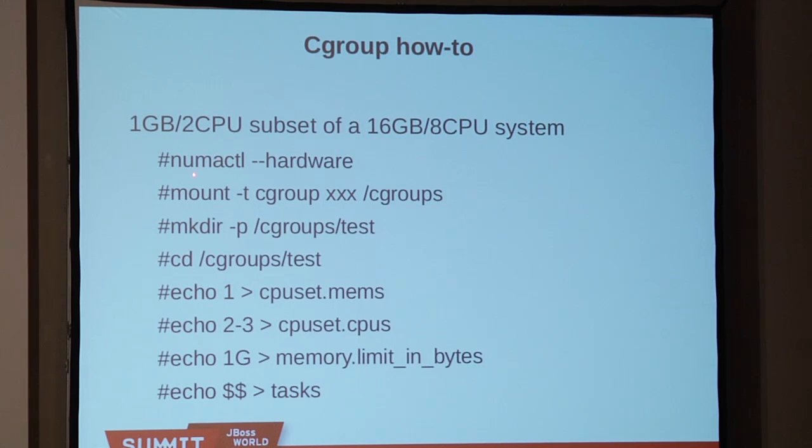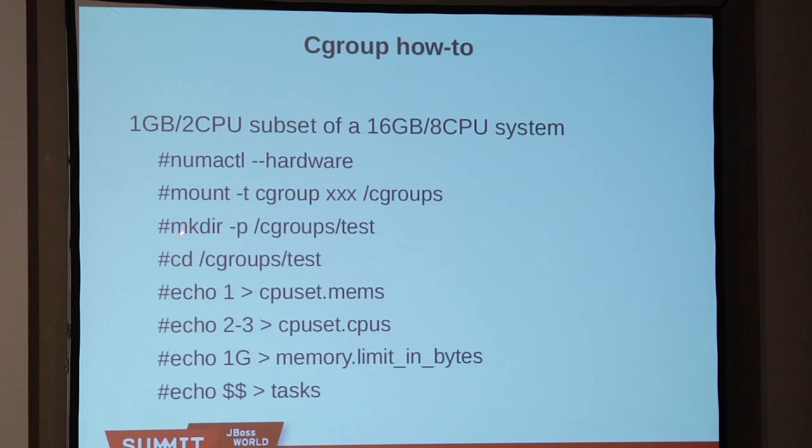So the first thing to do is a numactl --hardware to get a picture of what the system looks like, and then build your cgroups based on what the system looks like. If you do it wrong, you're going to create cross-memory accesses and have performance problems.